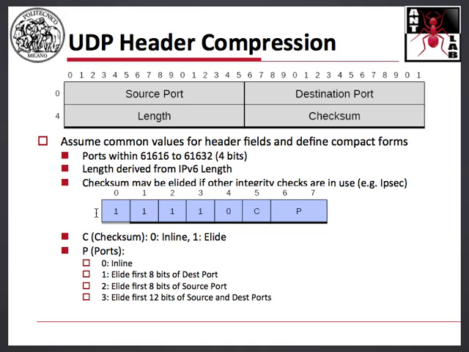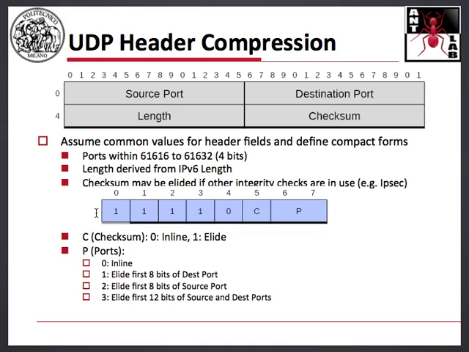So this is the header compression header for the UDP, which has again a dispatch here, which is telling you that this is a UDP header compression header. It has 1 bit for the checksum. 0 means that the checksum is in line, so it's not compressed. It's there. 1 means that the checksum is elided. It's not there.